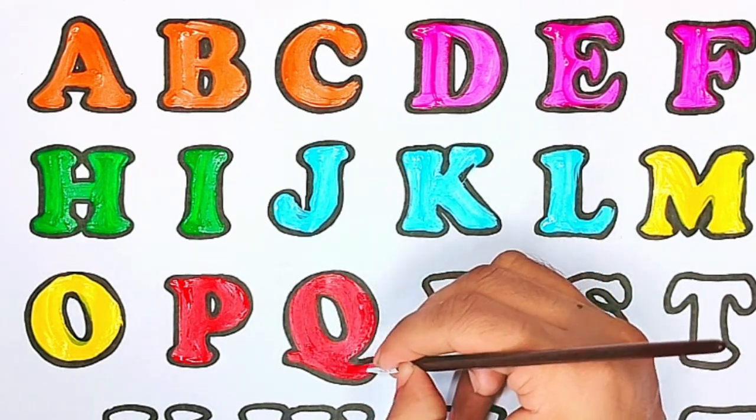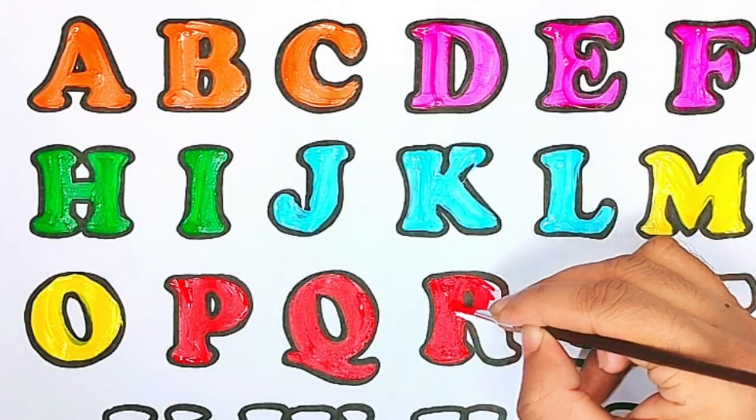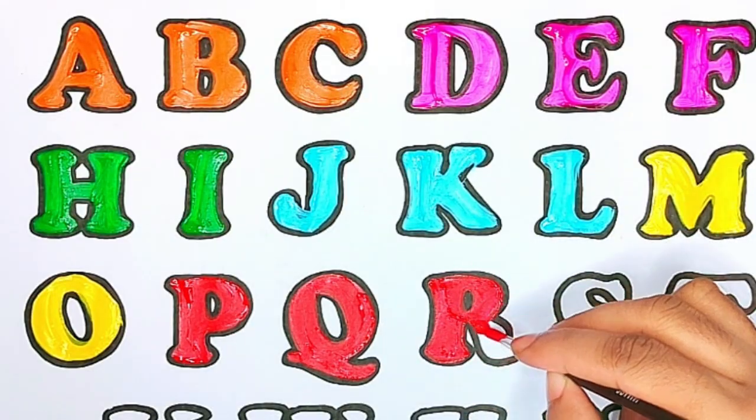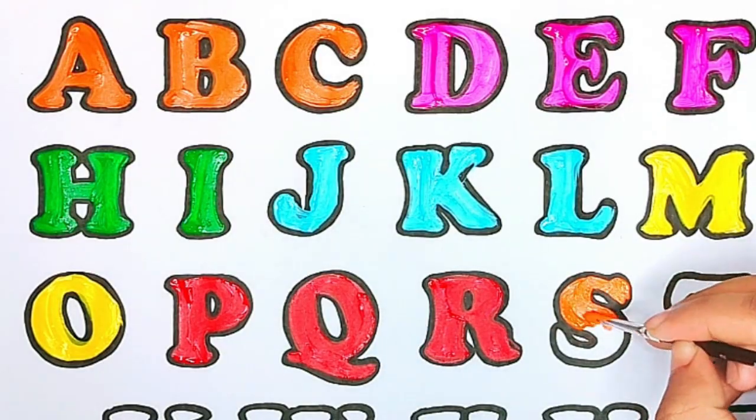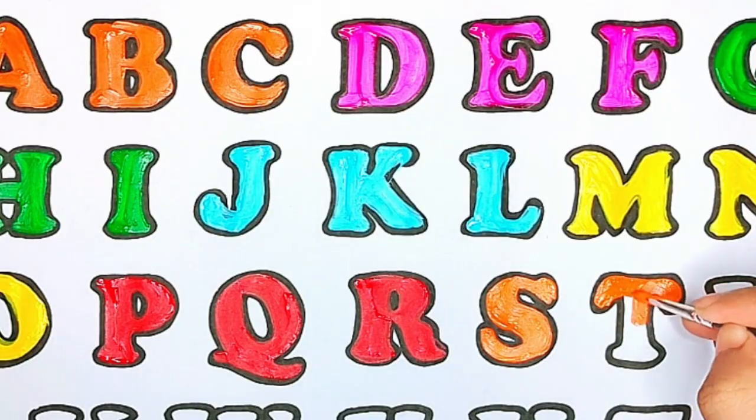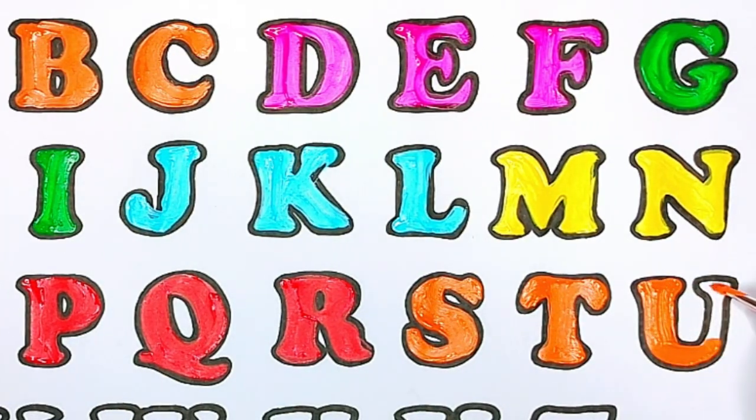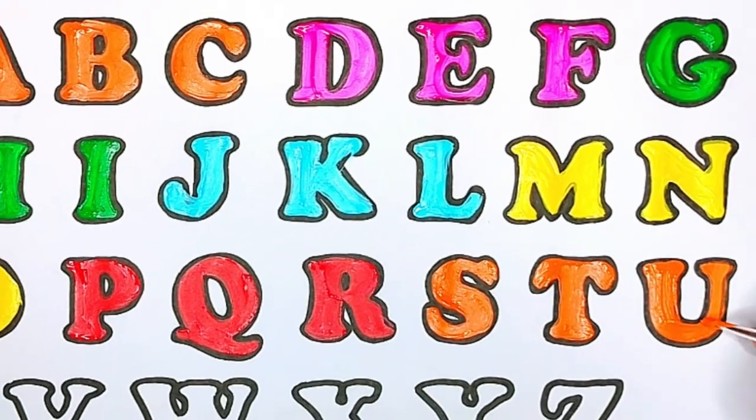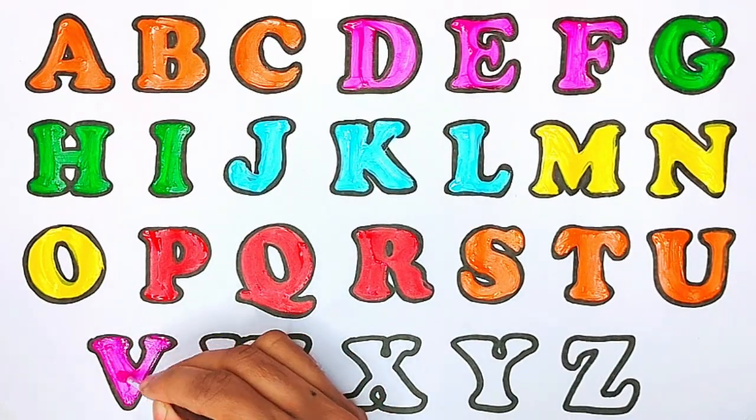Q for quartz. R for rat. S for strawberry. T for tomato. U for unicorn. V for vegetables.